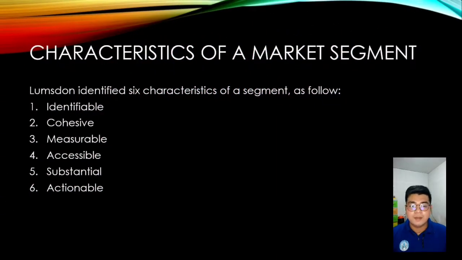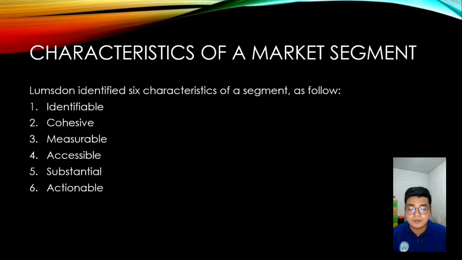Characteristics of a market segment. Lamb and Hair, 1997, identified six characteristics of a segment as follows. First is identifiable. The people who comprise the segment can be located and identified such that targeting them would be easy. Second is cohesive. The consumers should be part of a whole whose specific qualities are common to all.